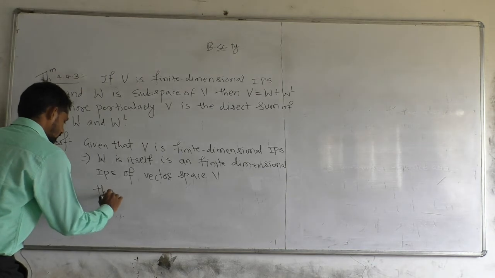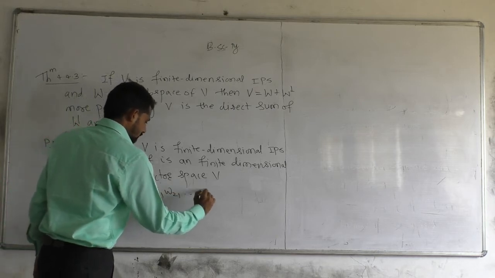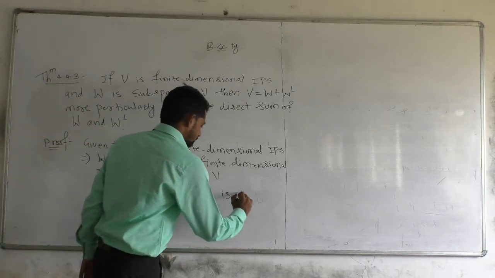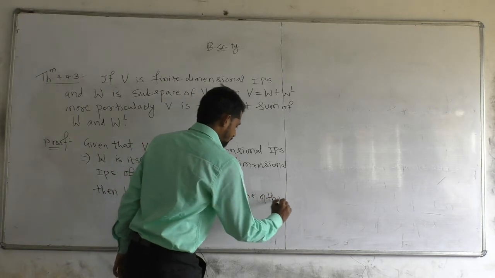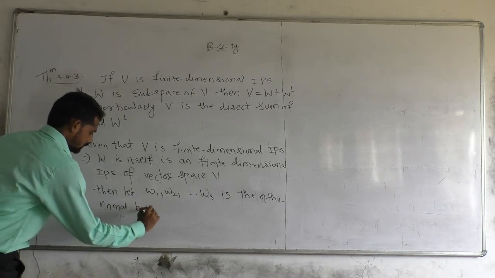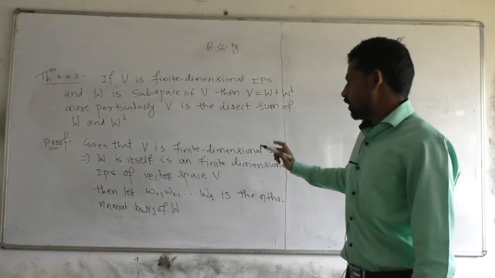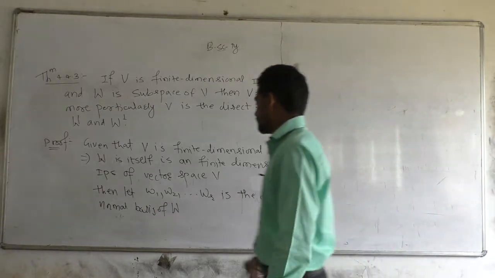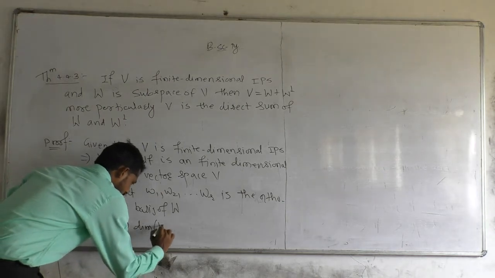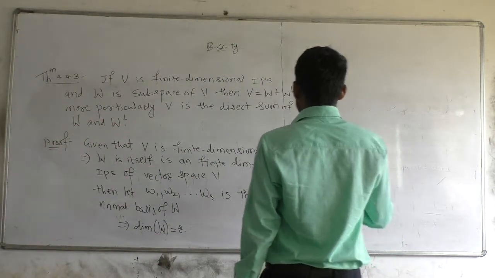Then let w1, w2, ..., wr be the orthonormal basis of W. Hence, if these r elements form an orthonormal basis of W, then the dimension of W is r. Now, consider one element.